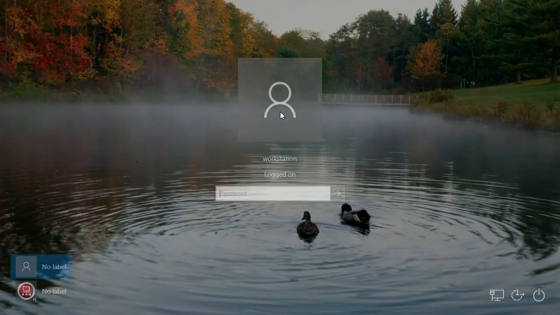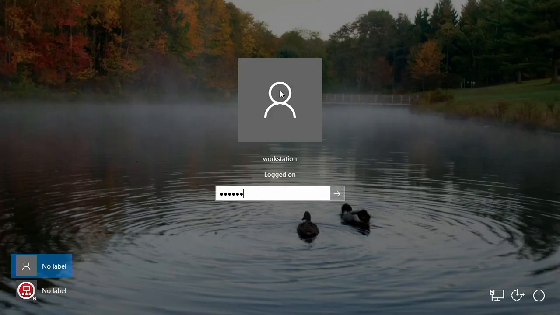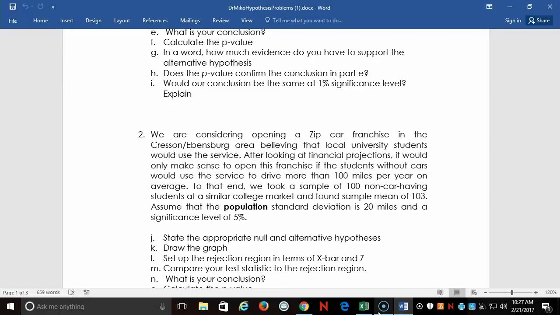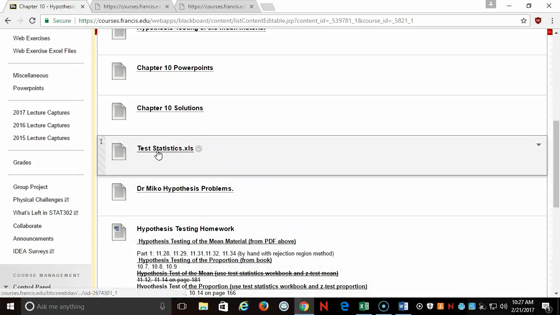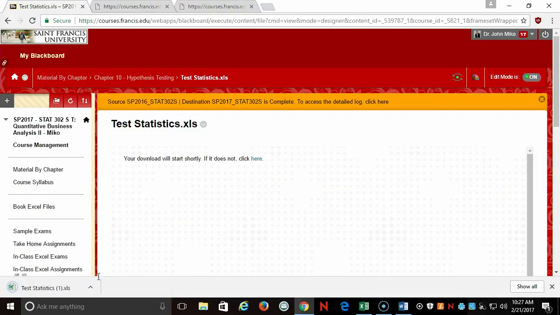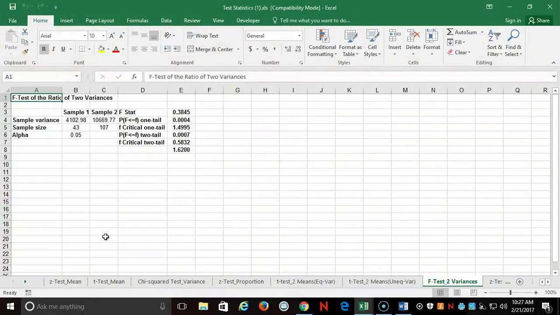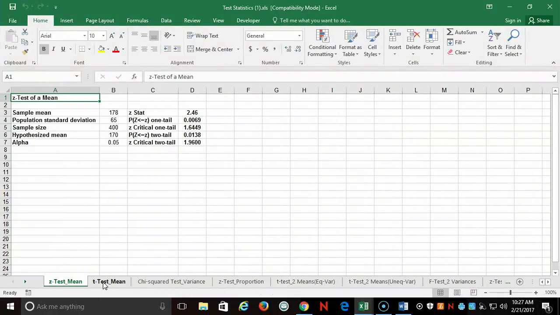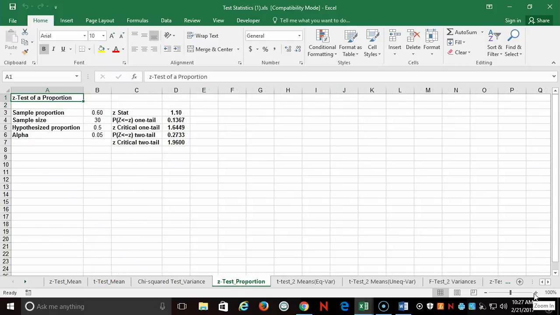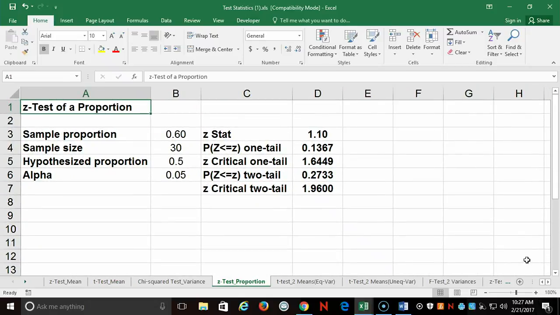So if we were doing either of these that we just did manually, we could use Excel, the test statistics workbook that's in chapter 10. I'm going to open that, and just like the estimator workbook, we see multiple tabs, and one of those tabs is z-test proportion. We're testing a proportion using the z-curve. So let's do the one we did earlier, which was number 7.